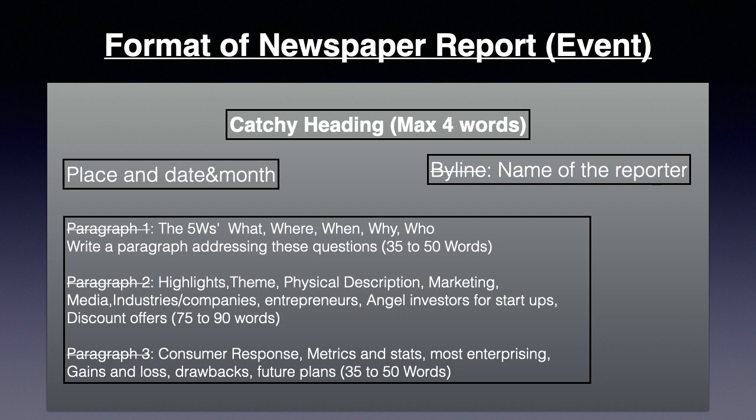The last one we have for the newspaper report is the event report. Again, we have a similar format for the event. So, the format does not change, bear that in your mind. Once again, let me recap: a catchy heading has to be there, the place and date and month have to be there, the byline has to be there. This is the basic format for writing a newspaper report, and the rest is your essay comprising 3 paragraphs.